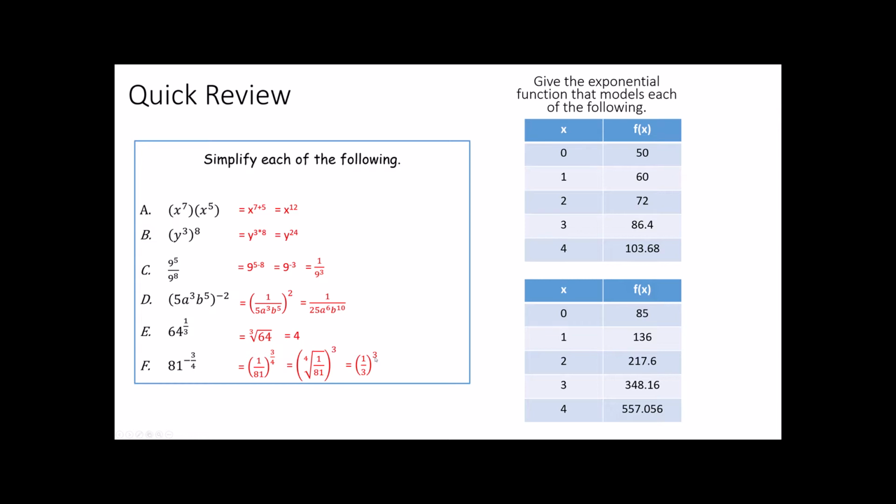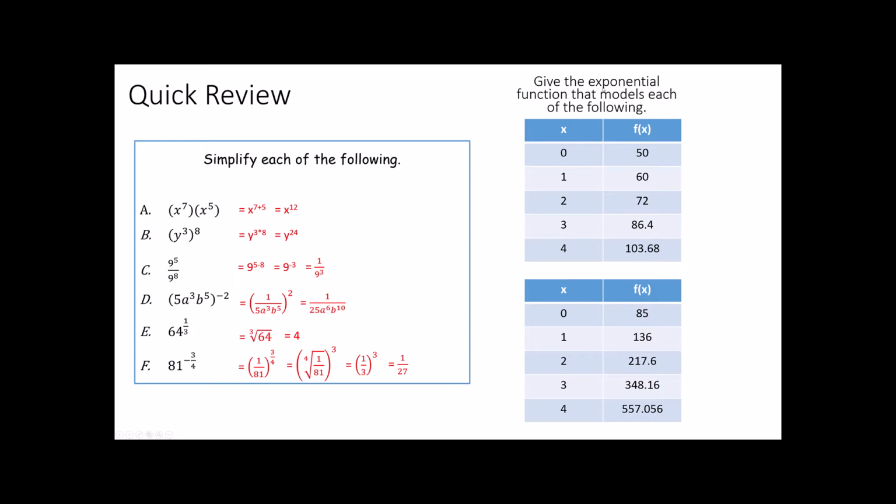That's 1/3 times 1/3 times 1/3, which is 1/27. Hopefully you did well with that. If not, we do have a whole series of videos on exponent rules that you can go back and take a look at. I'd encourage you to do that if you had trouble.